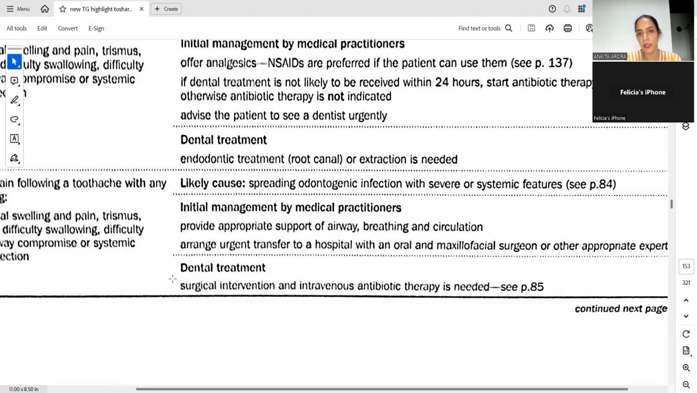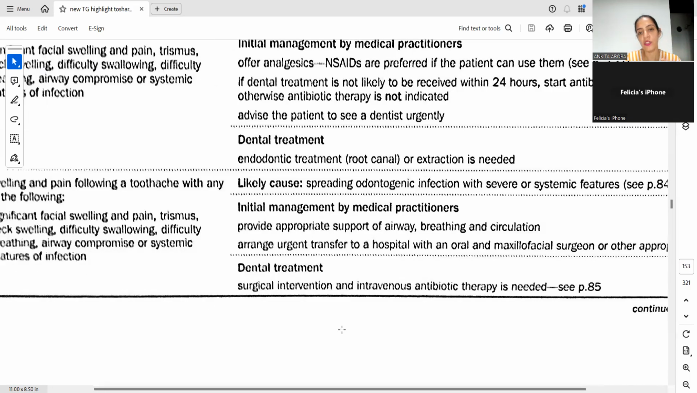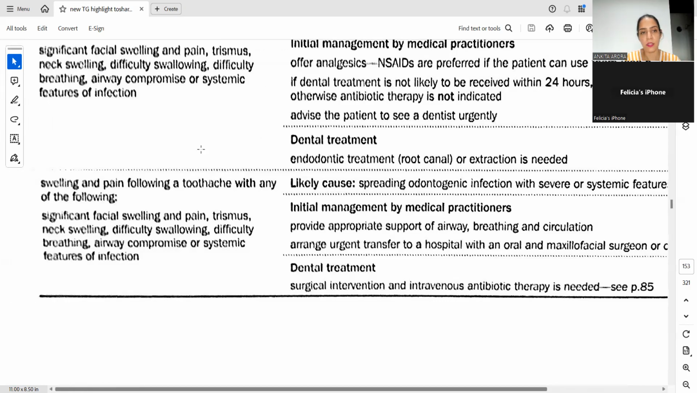So it is not done with oral analgesics. Here we give IV antibiotic therapy, surgical intervention, mostly it would be extraction, because it's an abscess, it's spreading, involving the system also. That's why urgent care needed. The patient can actually collapse because of breathing being impacted, and this infection can spread within an hour. So the patient is advised not to lie down when it is a spreading infection.